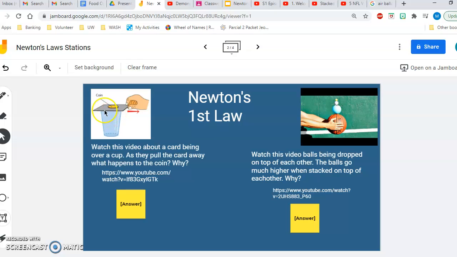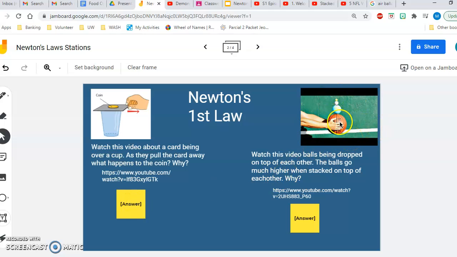And then I want you guys to practice pulling the card across the cup at different speeds and seeing how the card moves. So if we pull it slowly, what happens? If we pull it fast, what happens? And if we don't have the materials, I have this video right here for us to watch. And then every time I want you guys to answer something, I have these little sticky notes. So for this one, our question is, as they pulled the card away, what happens to the coin and why? So your guys' answer to my question should go right in this sticky note, and you'll be able to edit this part.